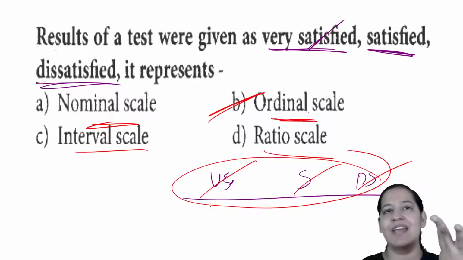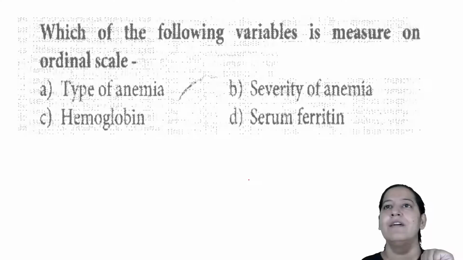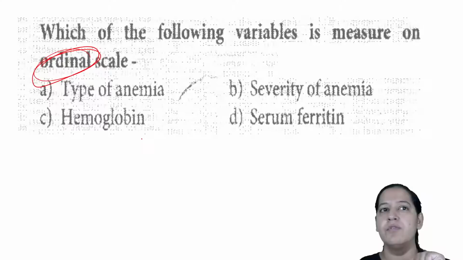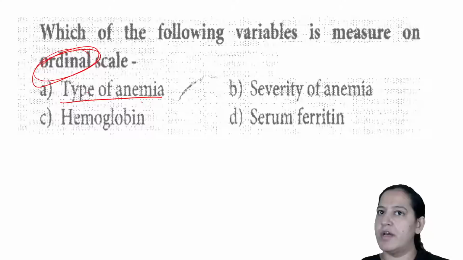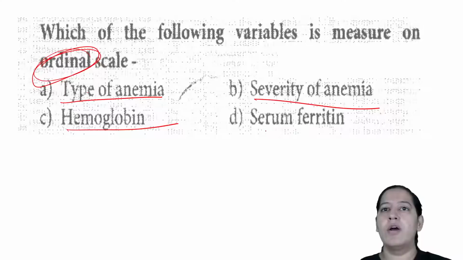This is the next question in front of you. Who will tell me the answer? Which of the following variables is measured on ordinal scale? So which of the following can be measured on ordinal? There should be a particular order. Is it type of anemia? Can you give an order? Is it severity of the anemia? You can give an order. Is it hemoglobin? Can you give an order? Or is it serum ferritin? Can you give an order?